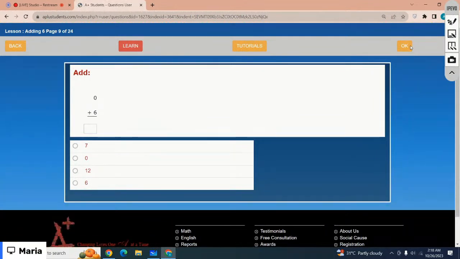Okay, the next one is 6 plus 0. So which is the correct option? Yes, the correct option is 6. 6 plus 0 makes 6.